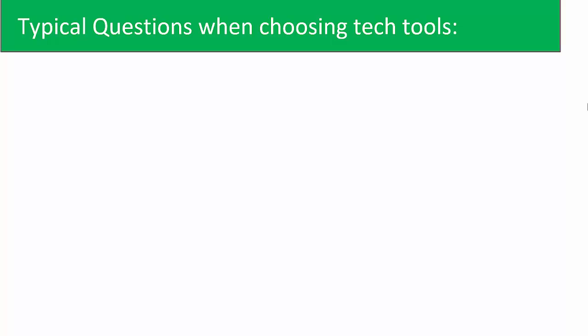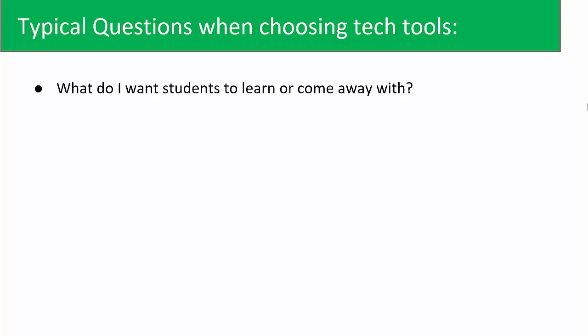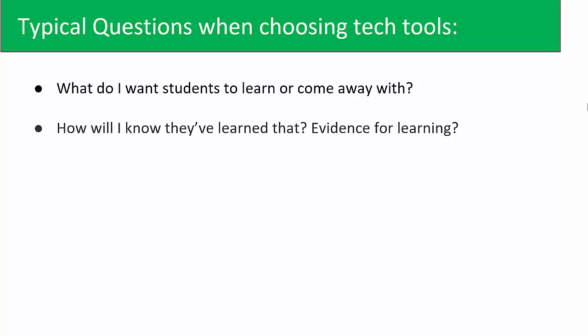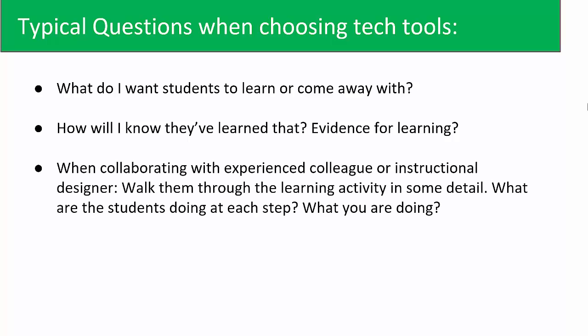Here are some useful questions to ask yourself or discuss with colleagues when choosing tools. You want to be clear about the goals of the learning and how you will know students have learned. Where will you see evidence of learning? Walking yourself or others through the learning activity in some detail can really help to both clarify the goals and evidence and choose the best tools. These are the actions that instructional designers most frequently take at the outset of planning. Regarding tools, there's a bit of chicken and the egg conundrum in that it's hard to know how to choose tools without knowing what they're capable of.